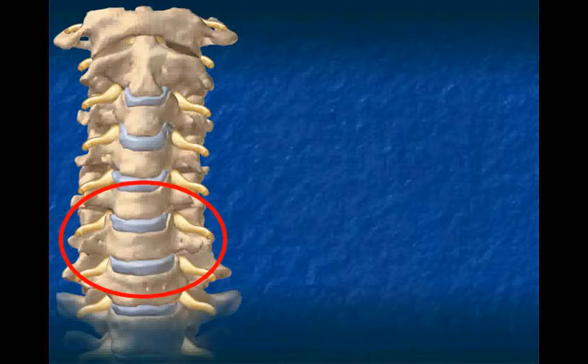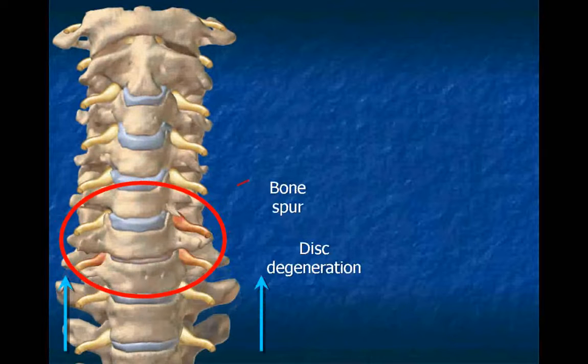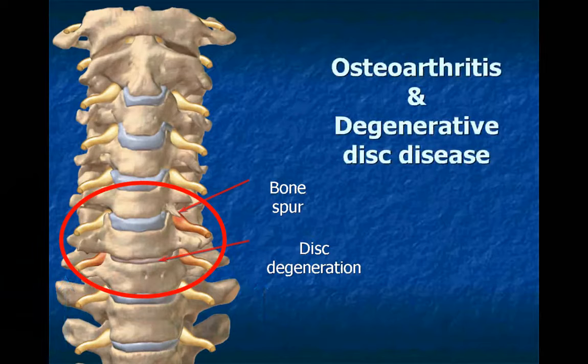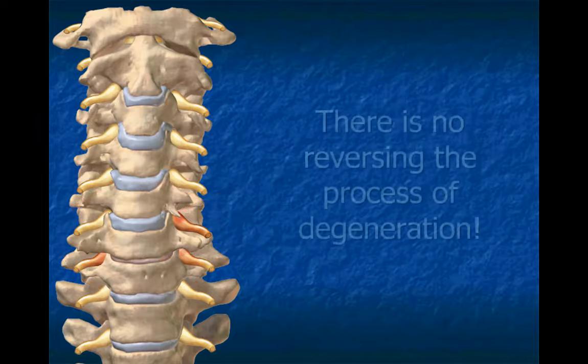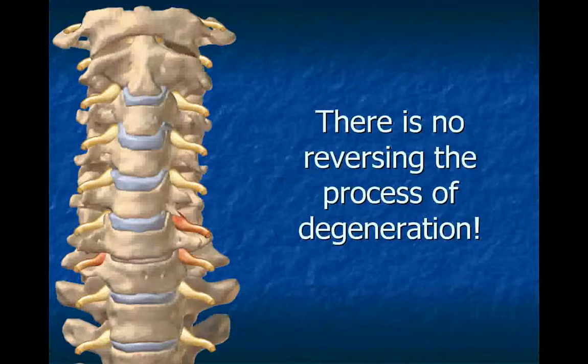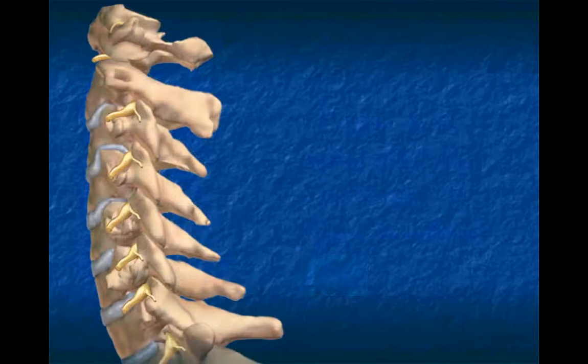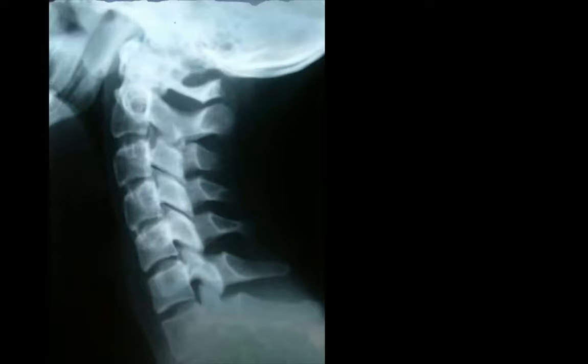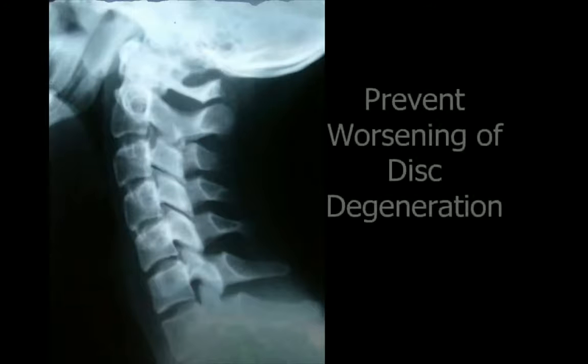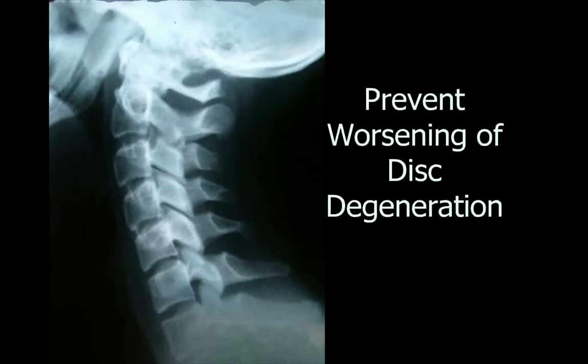Quite often, disc degeneration combined with bone spurs and wear and tear of the vertebrae occur at the same time. These changes in the health of the cervical spine and its discs are forms of osteoarthritis and degenerative disc disease. Once a disc has begun to degenerate, there is no reversing the process. Therefore, it is important to improve the alignment of the cervical vertebrae to help prevent the advancement or worsening of disc degeneration. If you have mild or moderate disc degeneration, it's important to prevent that degeneration from advancing into a severe condition.